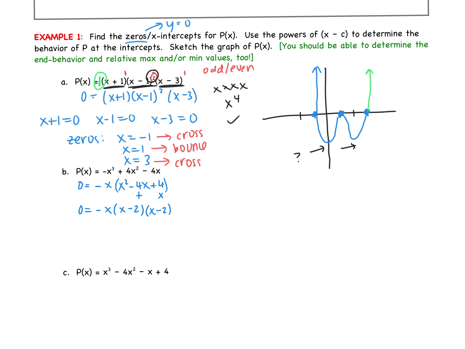Now, this is not really the best way to write it because there are 2 x minus 2's. So we do need to somehow convey that. The way we do that is we write this as x minus 2 squared. And now we are at where we started in part A. We have a polynomial that's factored. So we need to find our zeros from here. We set negative x equal to 0, and we set x minus 2 equal to 0, which tells us that our zeros are at x equals 0 and x equals 2.